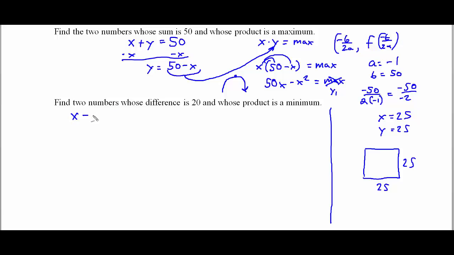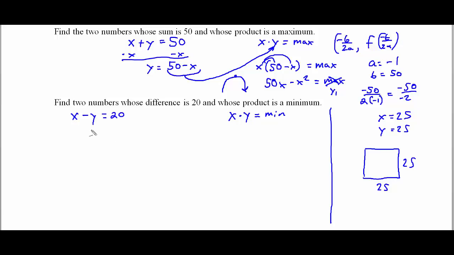So my x minus y equals 20. Now I can't have the same number for x and y, because 10 minus 10 is 0. We have to think of some combinations to make 20, and whose product is a minimum. Wow, okay, so this is x times y equals min. This is going to be interesting, because we're going to find probably that x is going to be positive and y is going to be negative, or vice versa.